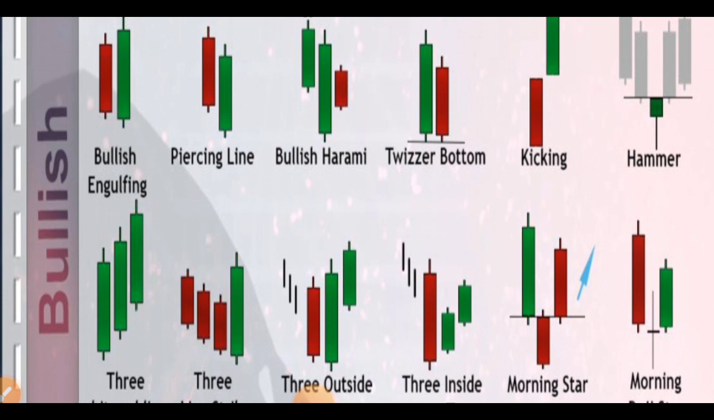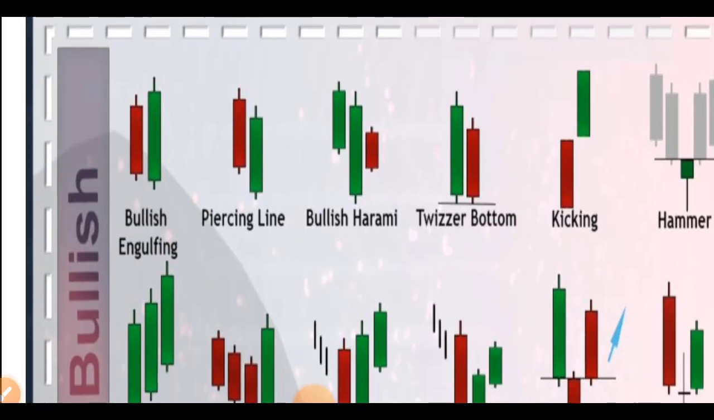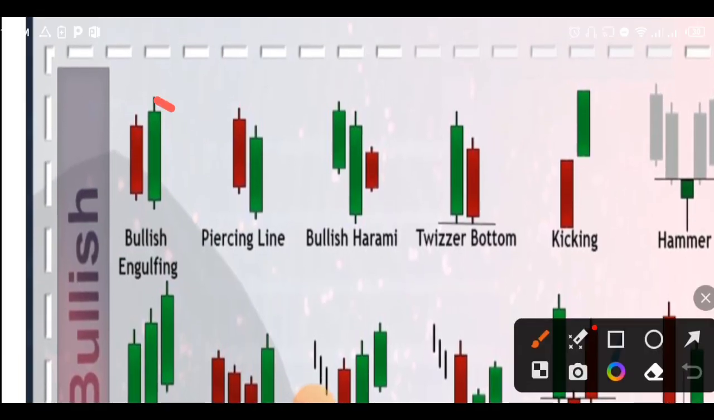I'm going to be explaining a few of them, then you can go and master the others, right? So yeah, we have the bullish engulfing candle. This is my favorite. The bullish engulfing candle is my favorite.